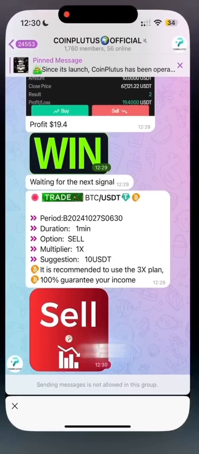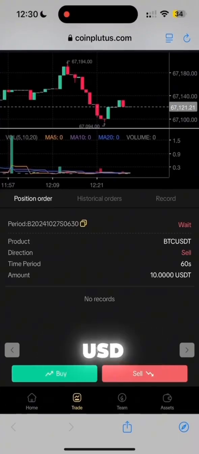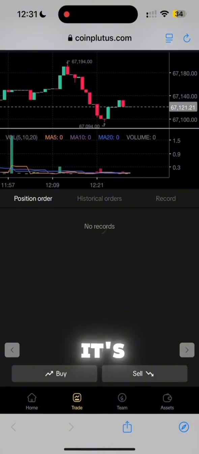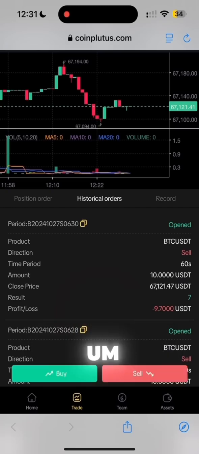So as you can see over there, it's on Bitcoin USD. I click my sell and I wait for the period that they have given. Once that period reaches, the signal ends. If it's under 1 minute, it will only last for 1 minute. If it's under 5 minutes, it will only last 5 minutes, and so forth. Okay. If you have any questions, you can let me know in the comment section.